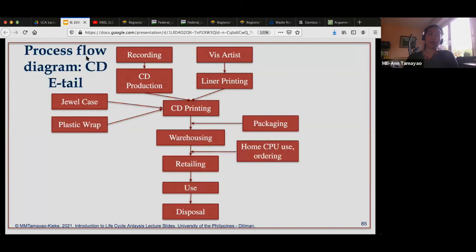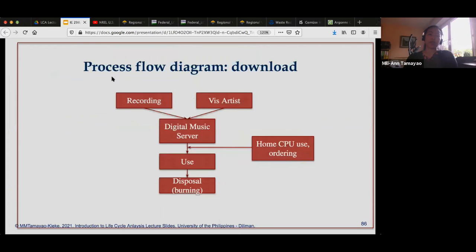Now, for process flow for CD bought online, there is an added unit process here, which is home CPU use for ordering. And then you have the process flow diagram for downloaded music. So you still have recording, you still have the visual artist, but the other materials are not included anymore. The output goes directly to the digital music server. And then, of course, you still have your home CPU use for ordering. And then you have use and disposal or burning.